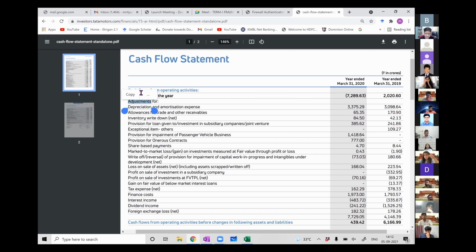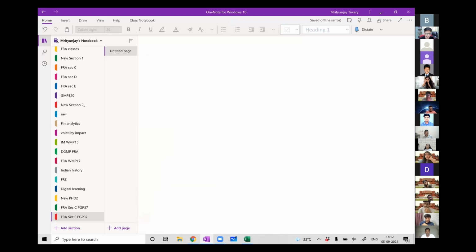These next few lines that you see are all adjustments. Adjustment for what? Basically, that's what I'm trying to show here: in a nutshell, there will always be adjustments only for these three reasons, A, B, and C. What are A and B? A and B are non-cash items in the income statement and non-operating items in the income statement. That's what they stand for.